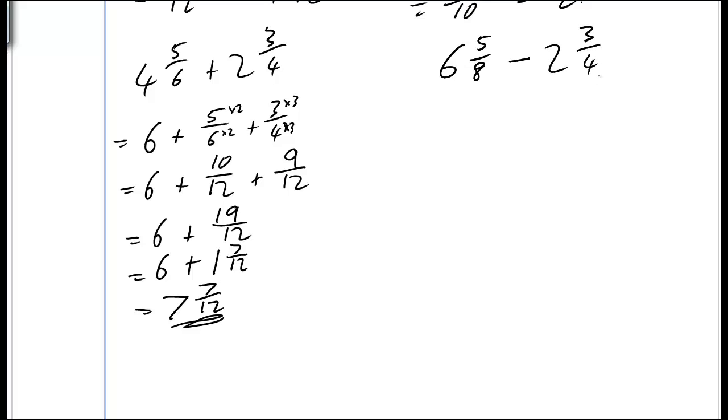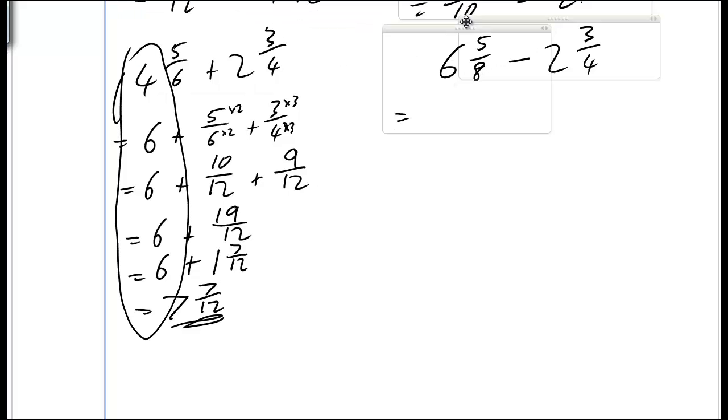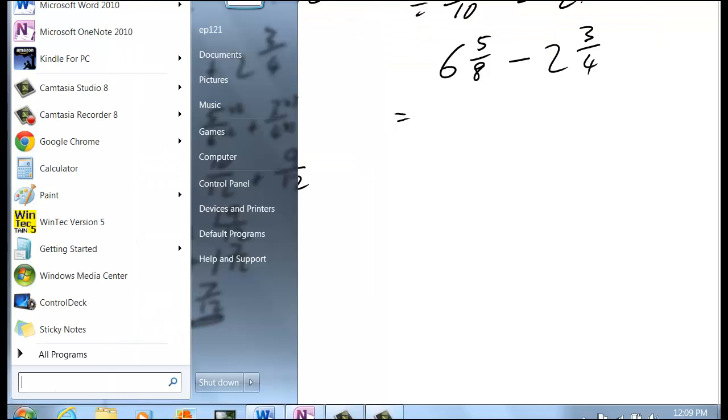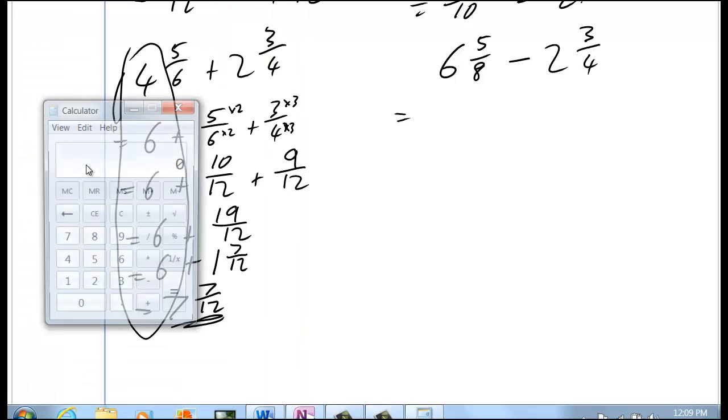Now, I'm actually going to show you another way of doing addition and subtractions. Notice this way over here, we added up all the whole numbers at the start. But this way we're going to do it another way. Let's convert these two fractions into improper fractions with bigger numbers on the top. So I will need a calculator for this, so I'll get my calculator out.